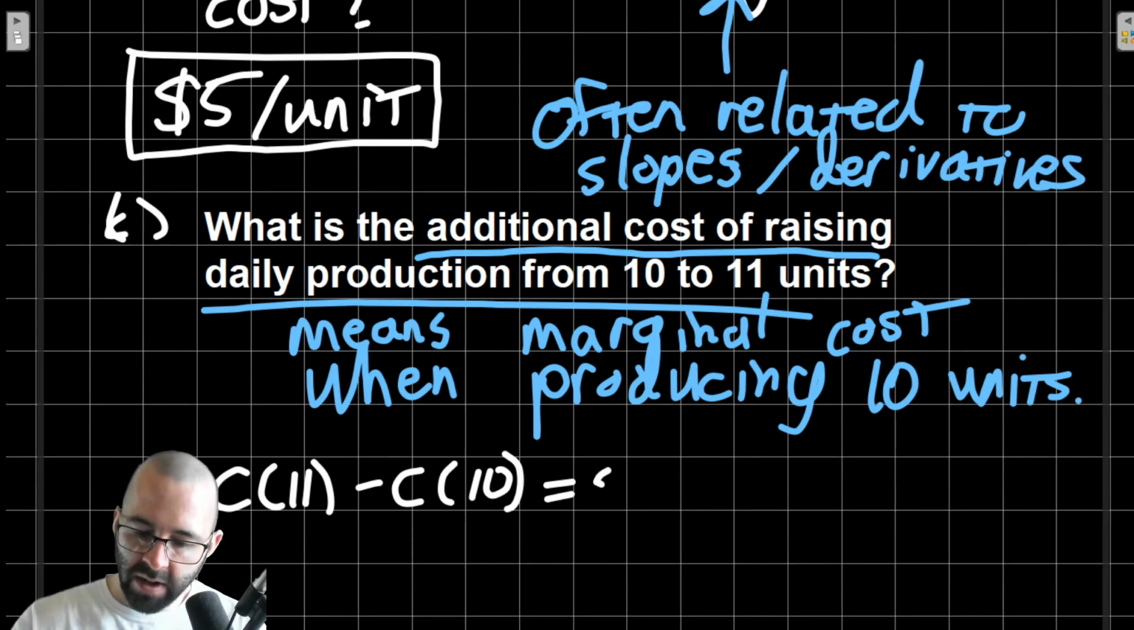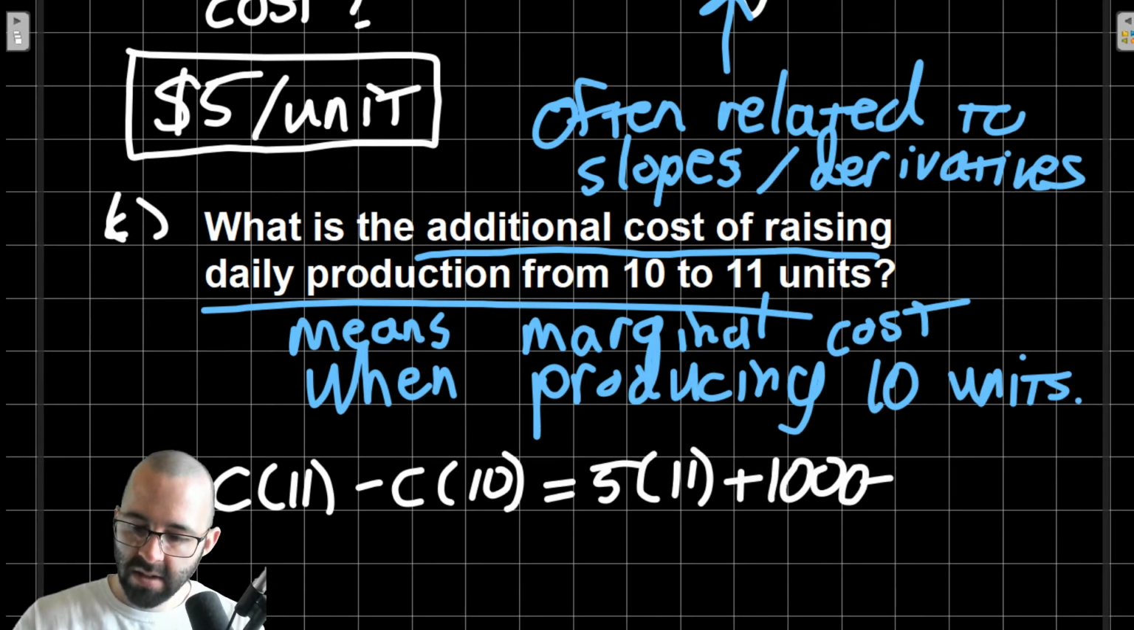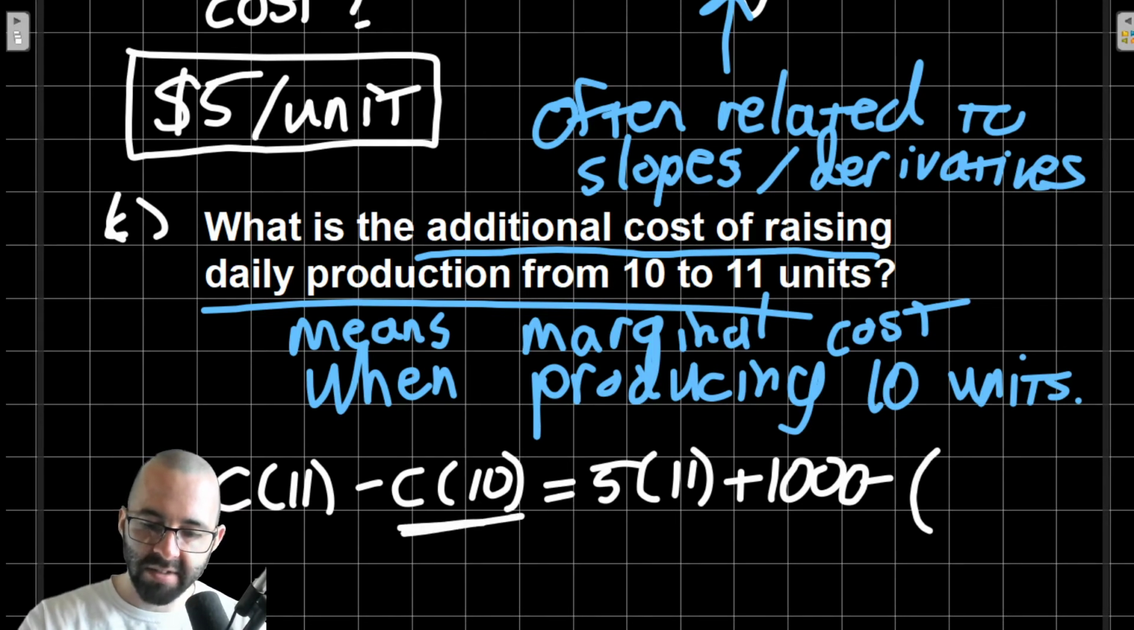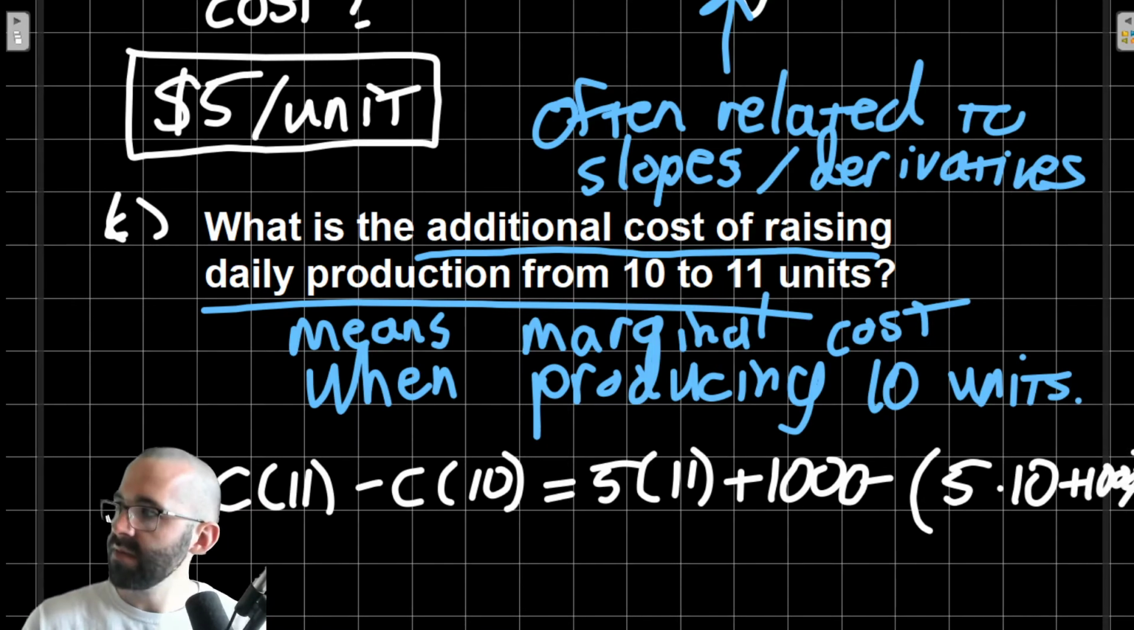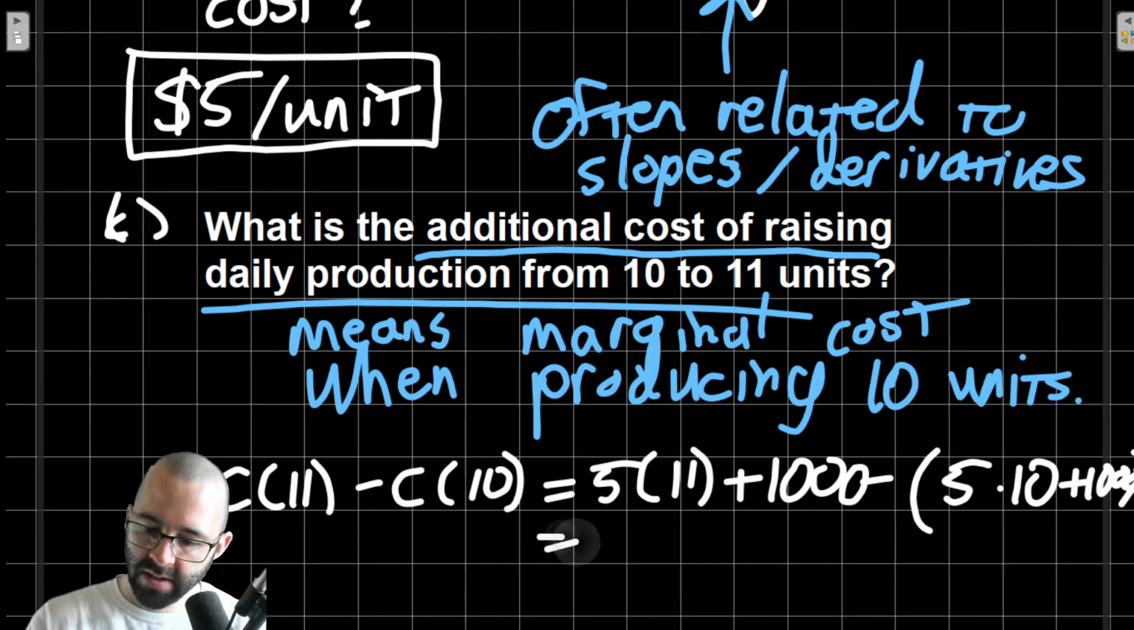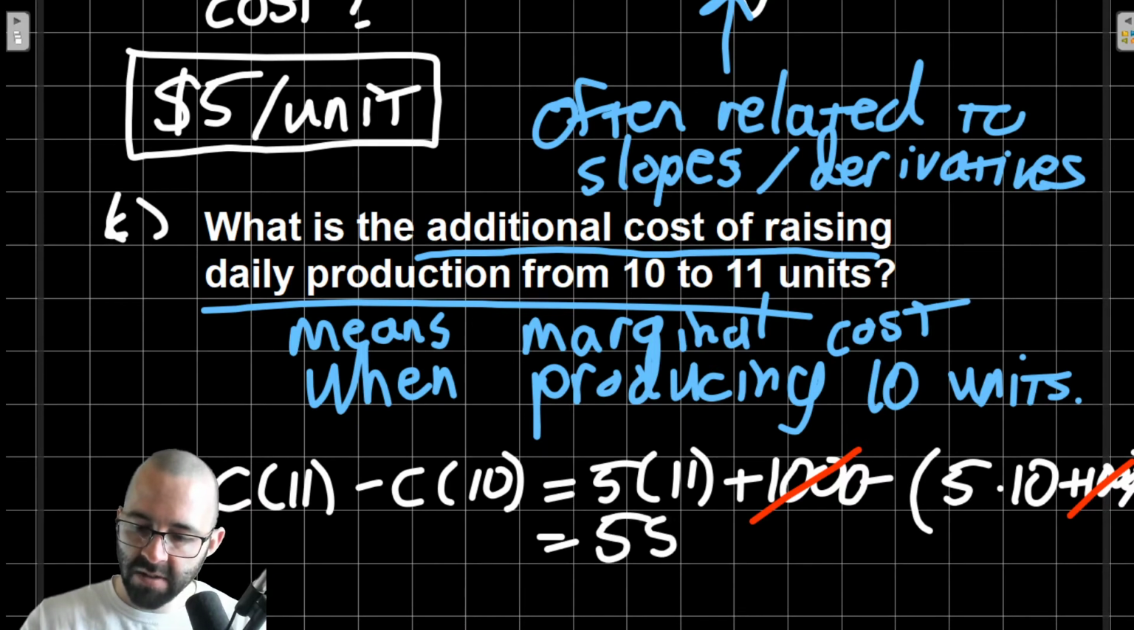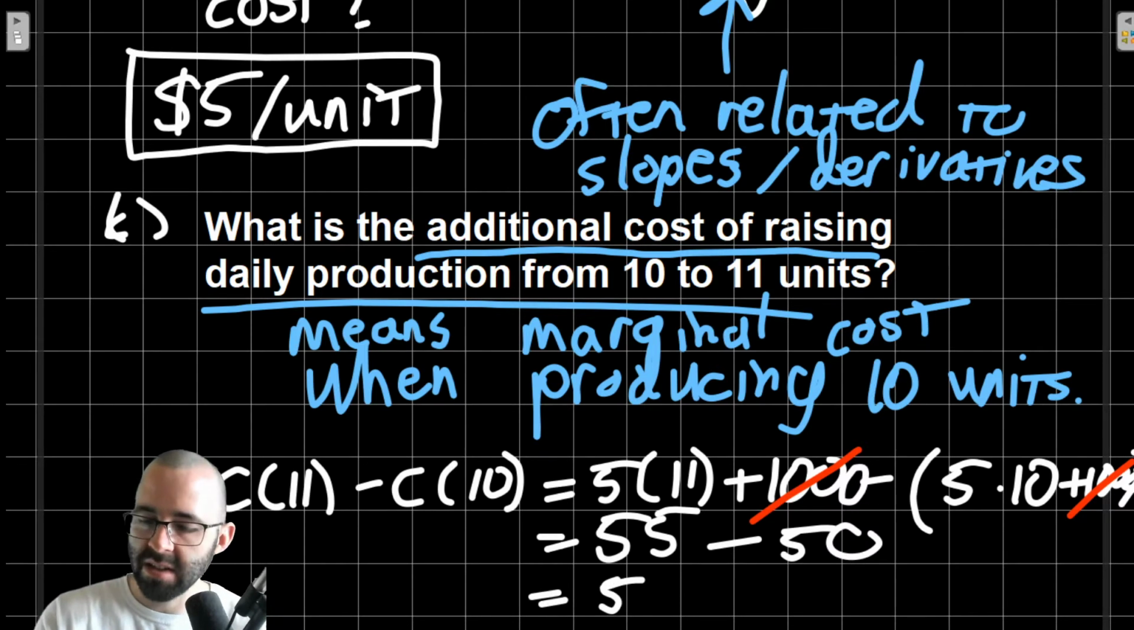Okay? So that'll be 5 times 11 plus 1,000 minus, be very careful to include parentheses here. We have to subtract all of C of 10. Minus 5 times 10 plus 1,000. You type this in onto a calculator. Well, again, you can also see it, right? The 1,000 up here, we have plus 1,000, minus 1,000. Those are going to cancel. What are we left with? 5 times 11 is 55, minus 5 times 10, which is 50. Of course, we get $5, which is what we expected.